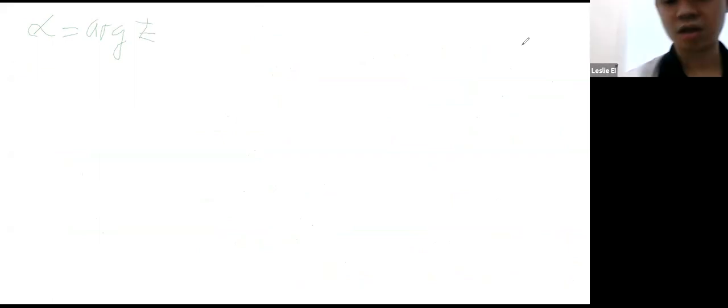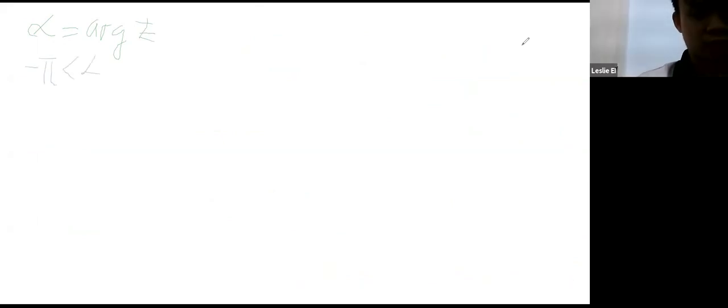Alpha in this case is called the argument of z. If I use the term argument, it means the angle. In complex numbers, there's a rule that the angle can only lie between negative pi and positive pi, where the inclusive sign is at positive pi.